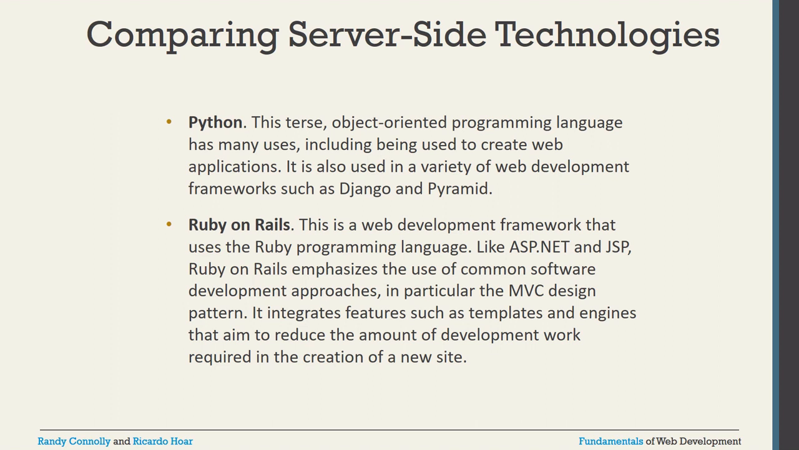Next one is Ruby on Rails. This is again a web development framework that uses the Ruby programming language, like ASP.NET and JSP. Ruby on Rails is again a common software development approach, and in particular it supports the MVC design pattern, and it integrates features such as template engines. With the help of those templates, and here in Ruby on Rails we have one more concept, the engines. In this way we can build web programs based on Ruby on Rails.